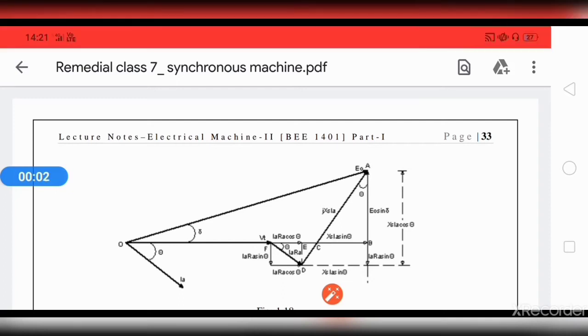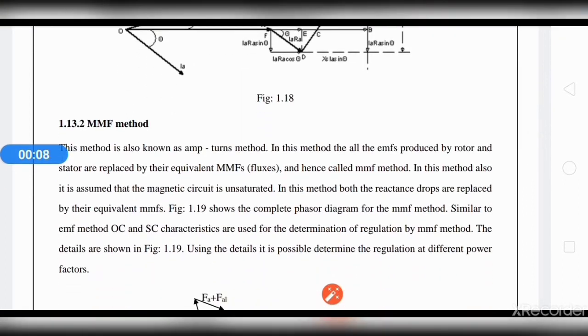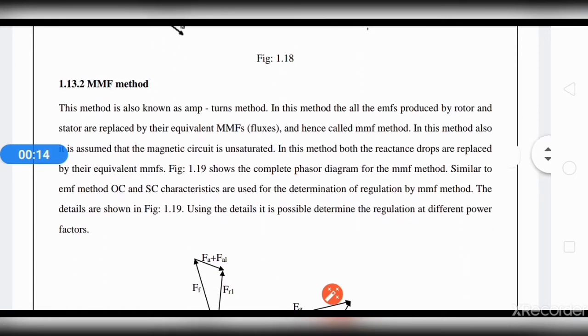Hello everyone. Today we are going to discuss lecture number 7 of the remedial class, the MMF method for voltage regulation in an alternator. This method is also known as the ampere turn method. In this method, all the EMFs produced by the rotor and stator are replaced by their equivalent MMFs. Hence, this is also known as the MMF method.